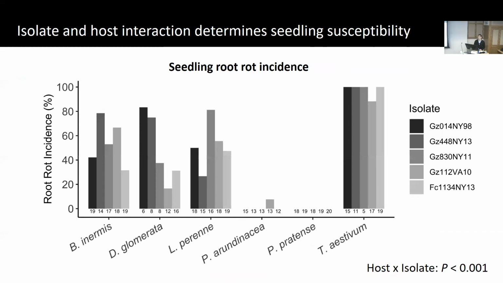And finally, the third experiment was a seedling root rot assay, where we recorded the number of seedlings infected after inoculating seeds at germination. We used 5 different isolates for this, and they were chosen because they have these different chemotypes, and I've split them apart here because there was a significant interaction between host and isolate, meaning that some of the isolates tested were more or less virulent on different grasses.